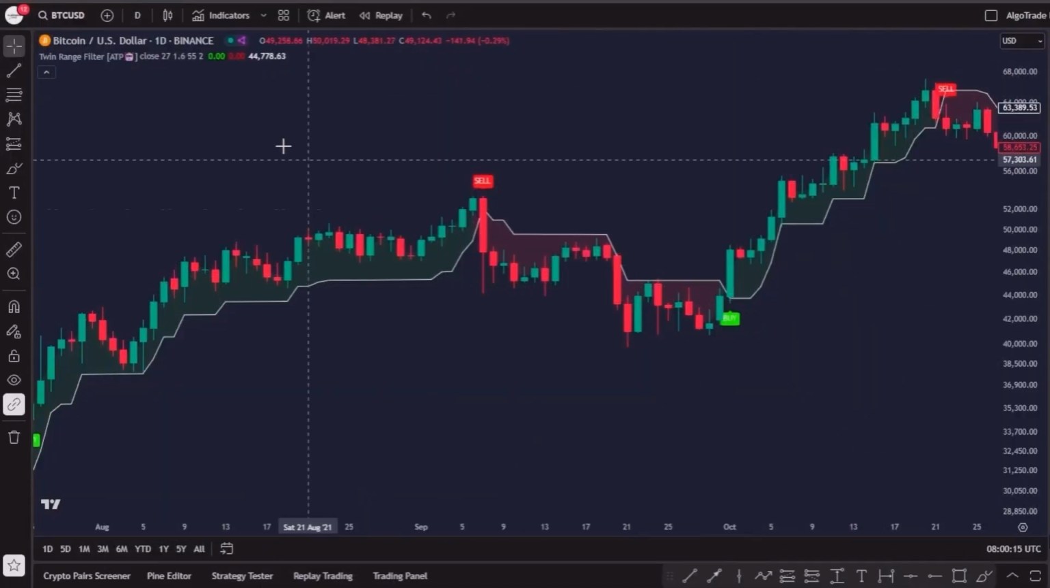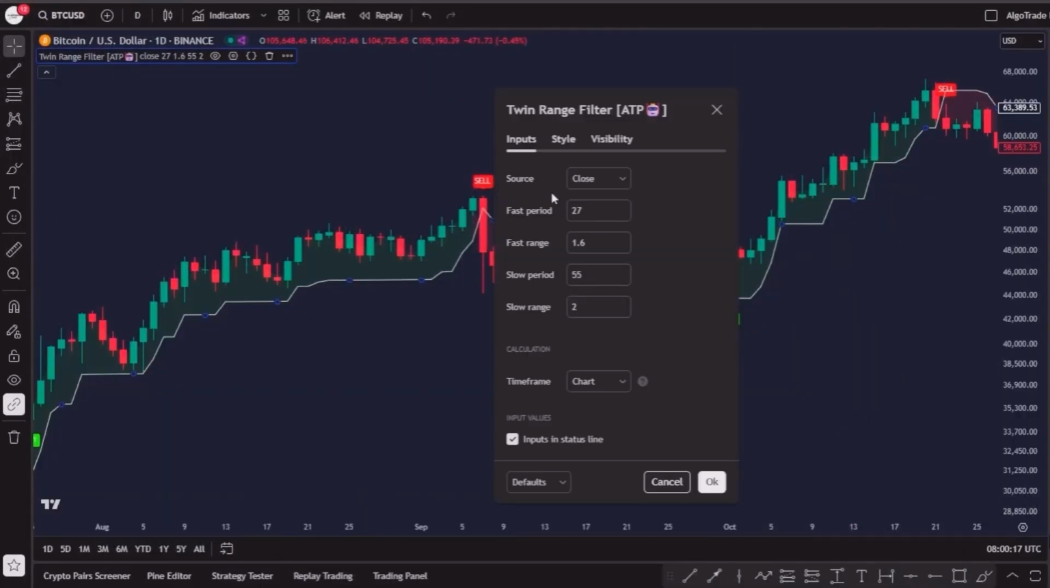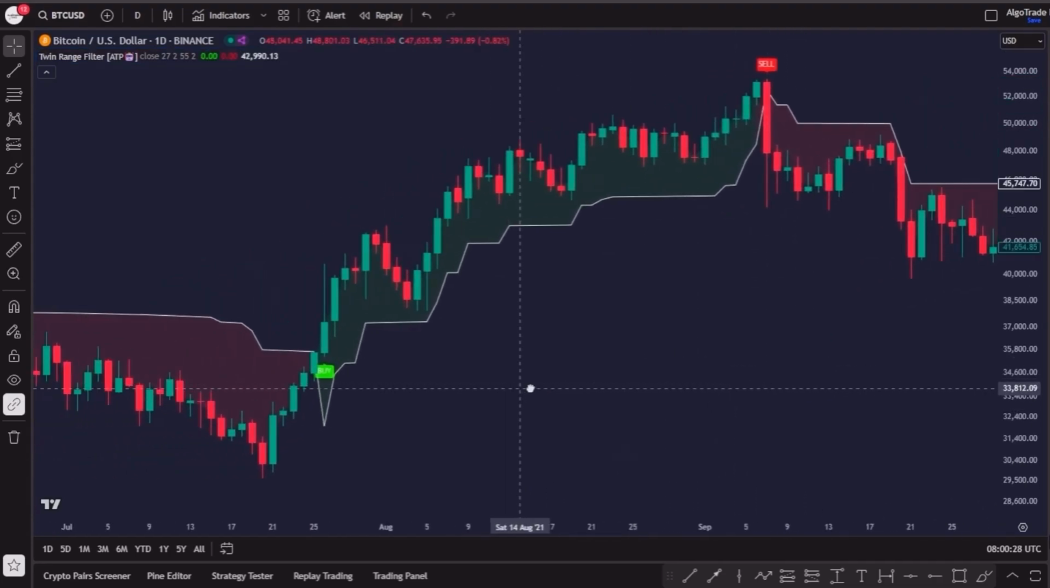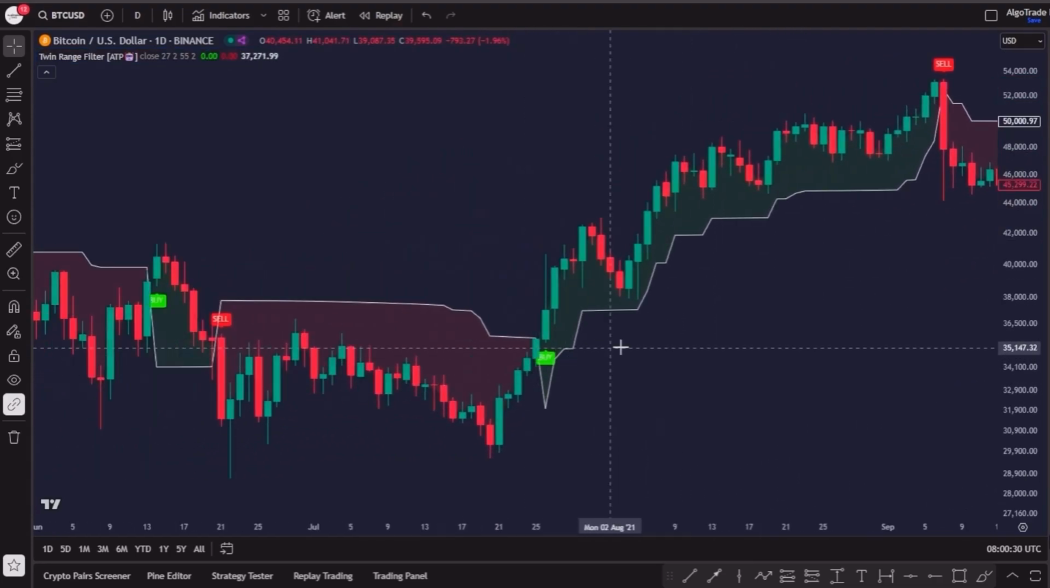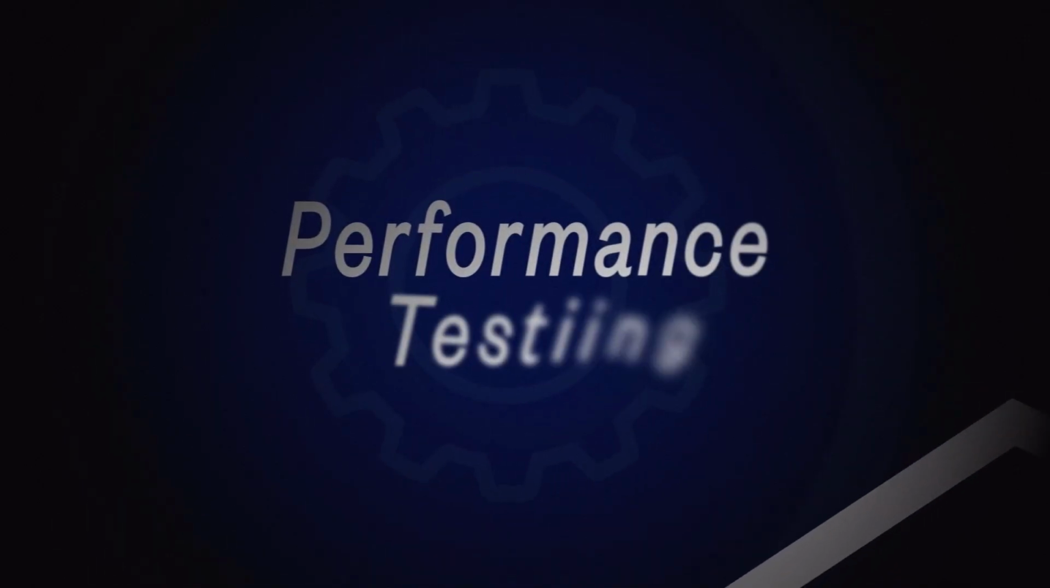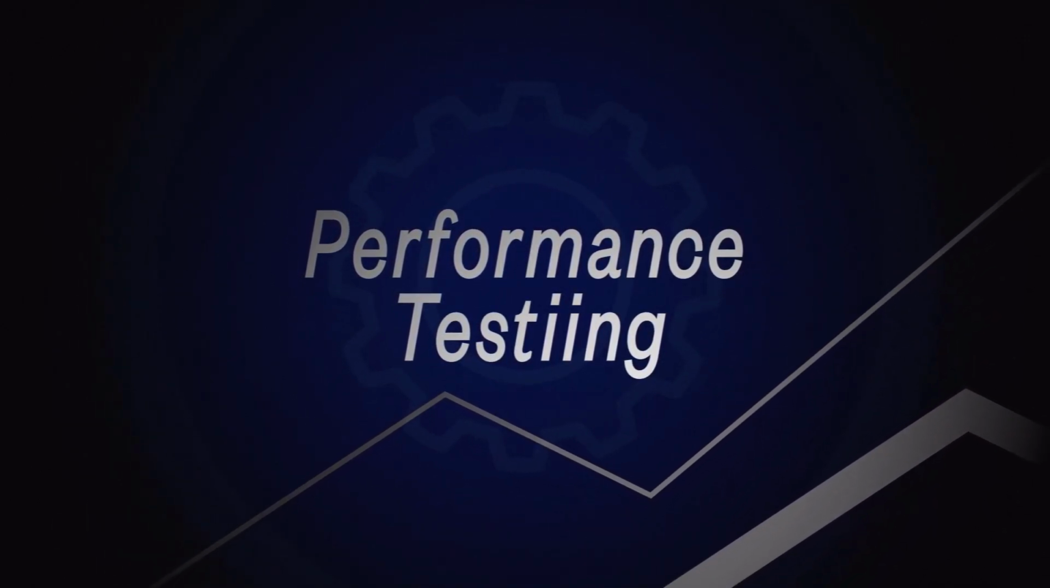By default, this indicator uses these settings. We are going to use them, but I will make one small change. We will use a fast range of 2 instead of 1.6 to make signals slightly more selective and reduce some unprofitable signals. Now that we have covered how to set up and use the Twin Range Filter, let's move on to the part that really matters, the performance testing.